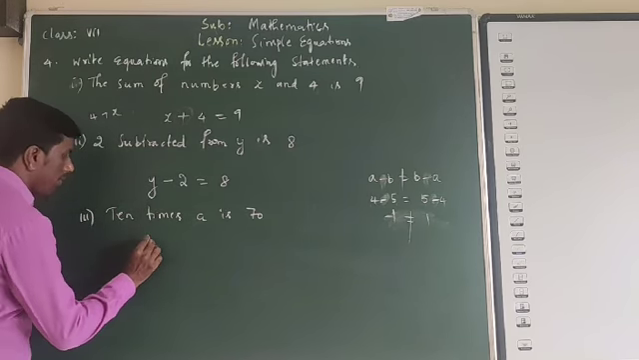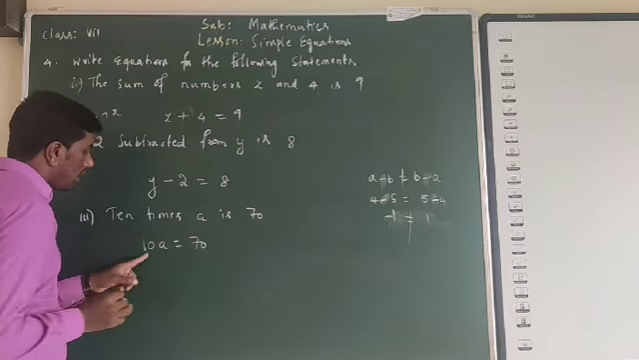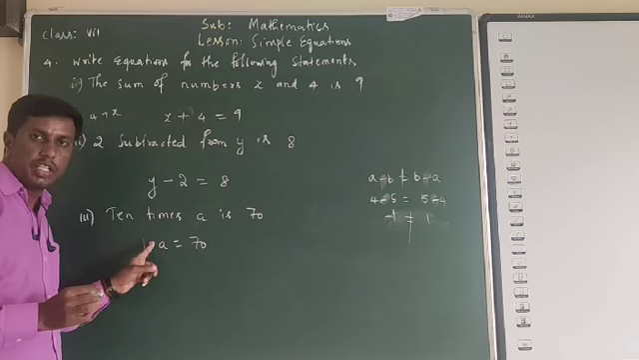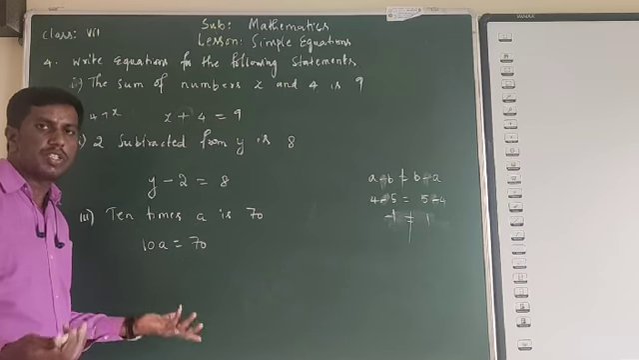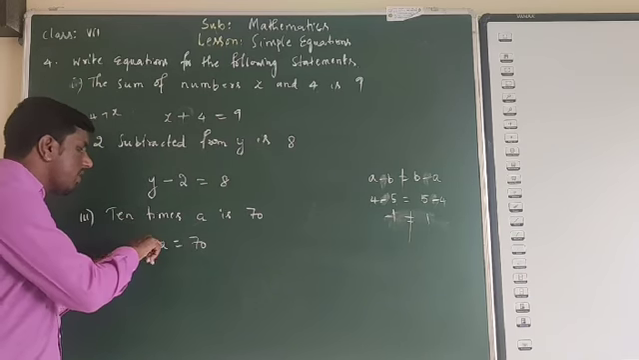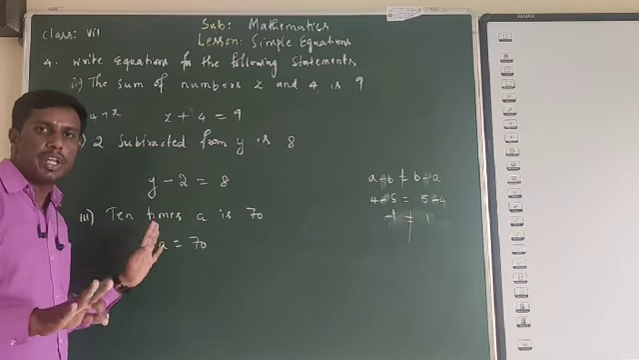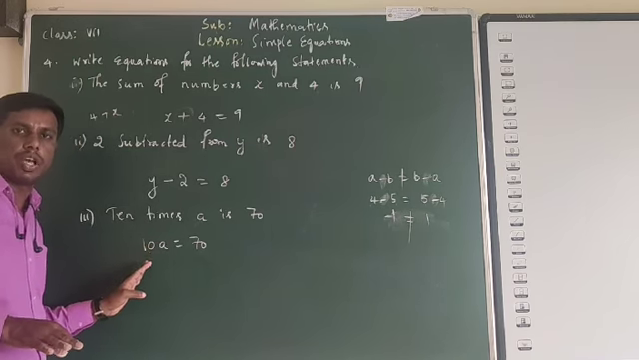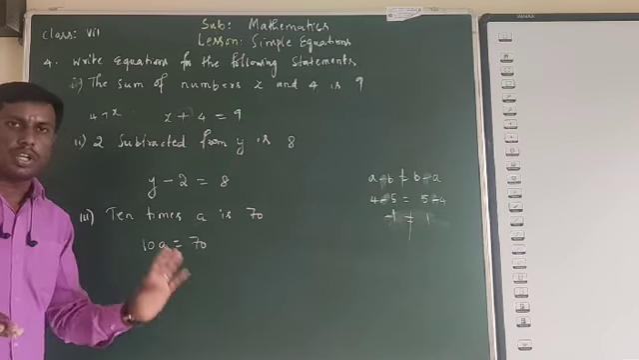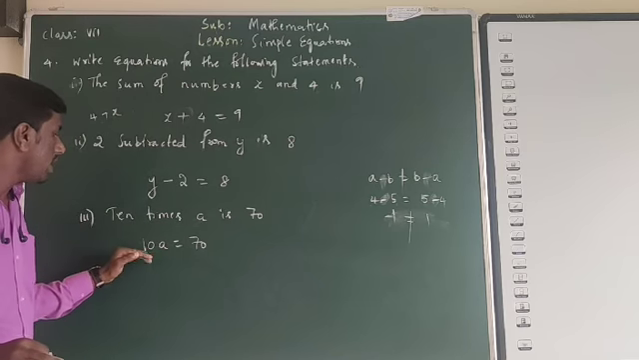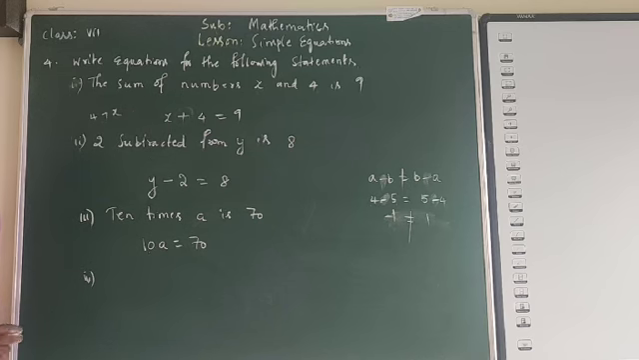10 times a means you should multiply 10 into a, and that is 70. Nothing but multiplication, keep it in your mind. So 10a in the sense 10 into a, by default. If it is 10 plus a, I will write 10 plus a. If it is 10 minus a, I will write 10 minus a. If it is 10 into a, I won't write the multiplication sign; in terms of an equation it is 10a. 10a means 10 times a. 10 times a is 70.